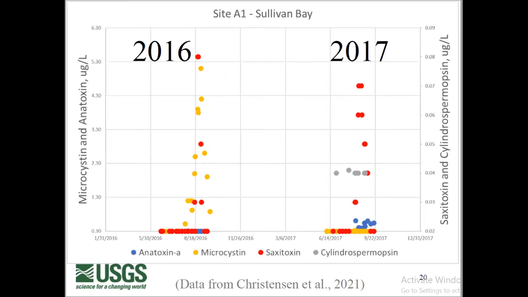This is just another example of timing. I'm looking at 2 different years here and the data from just Sullivan Bay, just one of the sites. Microcystin is in the yellow, and as you can see, it occurred all over the place in 2016. But in 2017, although we had saxitoxin and cylindrospermopsin and anatoxin, we had no microcystin. And again, this would be problematic if we were only looking at microcystin.